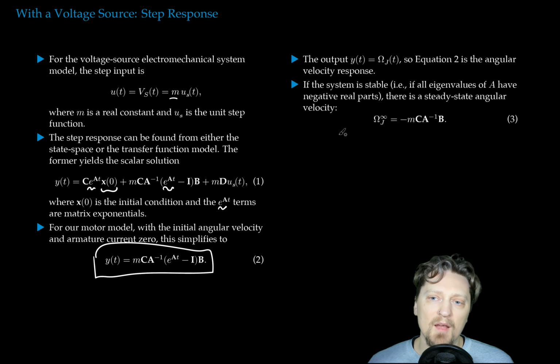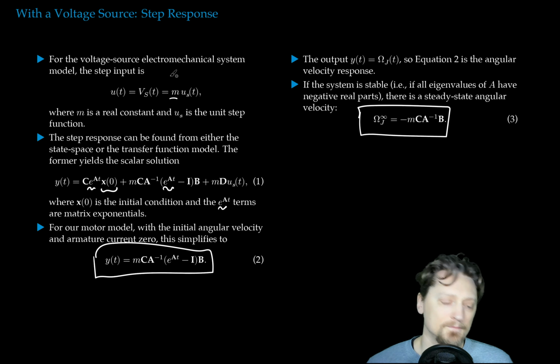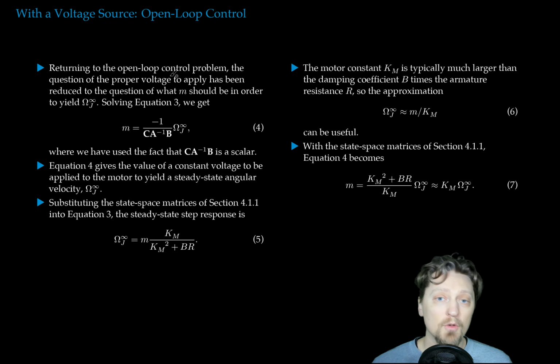If the system is stable, i.e. if all eigenvalues of A have negative real parts, there is a steady state angular velocity given here. So this is the steady state angular velocity given a step input in the voltage source. Okay, so returning to open loop control, the question of the proper voltage to apply has been reduced to the question of what M should be in order to yield the desired steady state angular velocity.